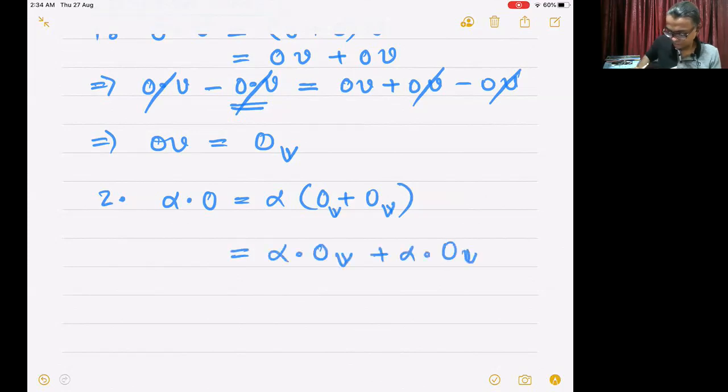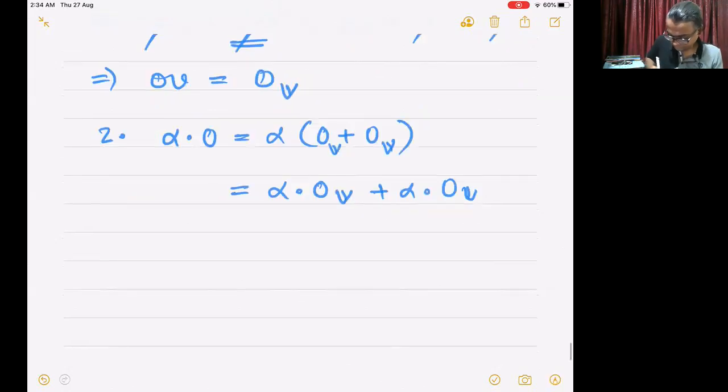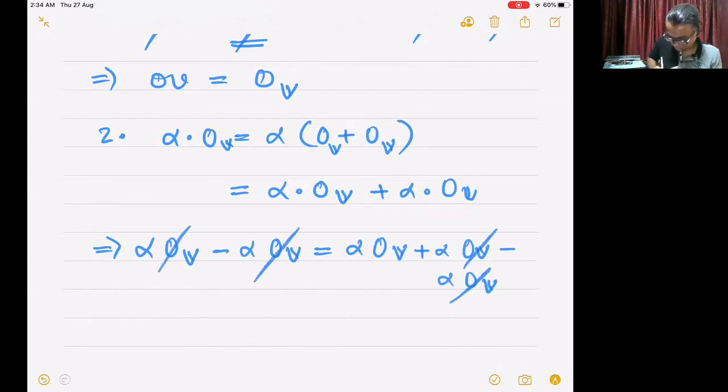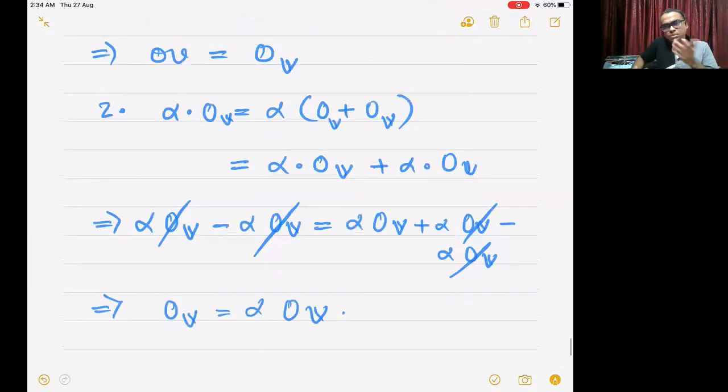And once again, I subtract. So alpha 0v minus alpha 0v must be equal to alpha 0v plus alpha 0v minus alpha 0v. This cancels out, this cancels out. So I'm left with the fact that 0v is equal to alpha times 0v. So any scalar times the 0 vector gives me the 0 vector.